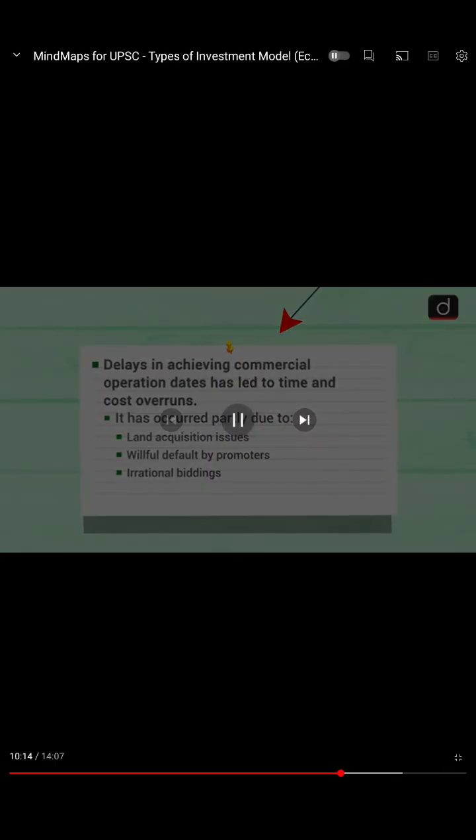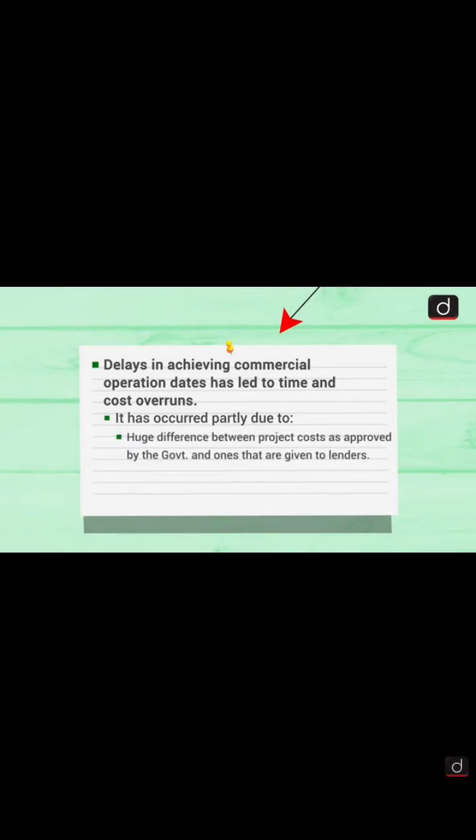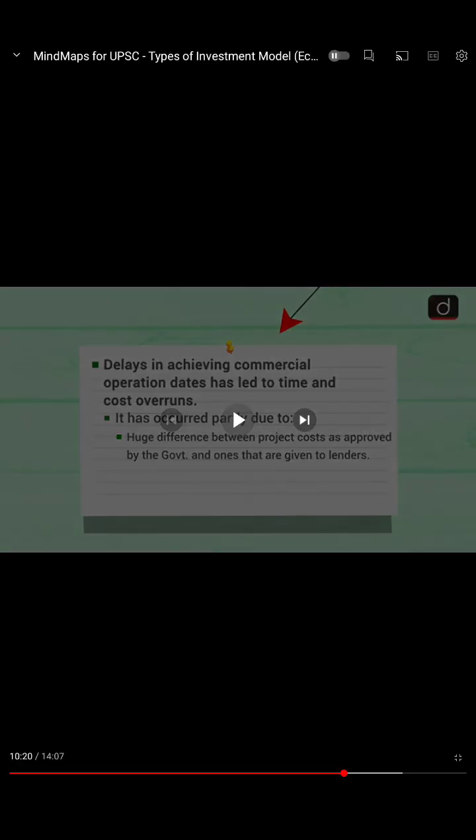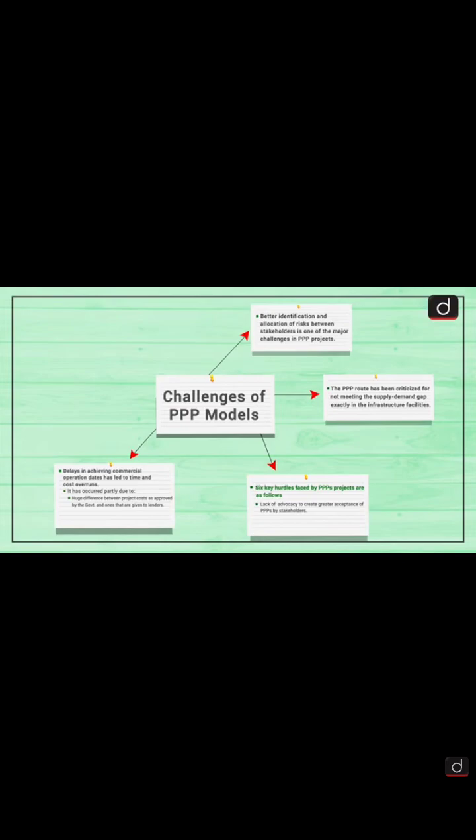Also irrational bidding has to be there sometimes. Sometimes land acquisition is a big trouble, and also the willful defaulter and bidding issue. And also a huge difference between the project cost as approved by the government and the ones that are given to the lenders. So these all are the challenges.